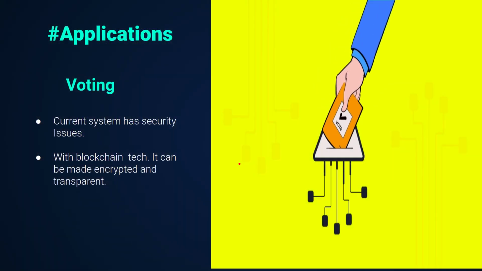Blockchains have numerous applications. Some of them are: first is voting. The current system has security issues. As we see, there is a lot of tampering in the voting system nowadays, and no one feels that free and fair elections are being conducted. With the help of blockchain technology, the votes can be made encrypted and transparent, and there will be no tampering in the voting system, and it will be a boon to the voting industry.